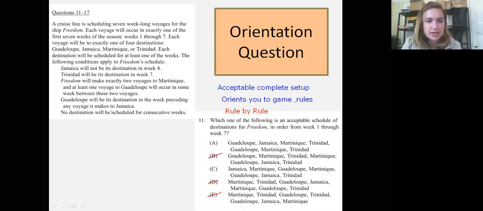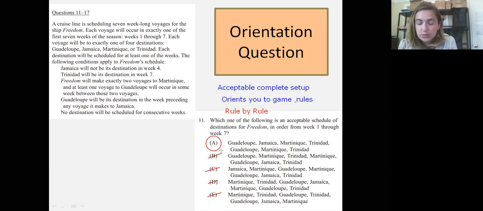So then I move on to my next rule. If there is a voyage to Jamaica, then there needs to be a voyage to Guadalupe before it. Anybody see any problems with that one? C. Yeah, so Jamaica is there in space 1, and we made that inference that it couldn't be because we can't have Guadalupe before it. Nice. So I don't even need to check answer choice A. I just know that is the correct answer because it's the only possible answer remaining.